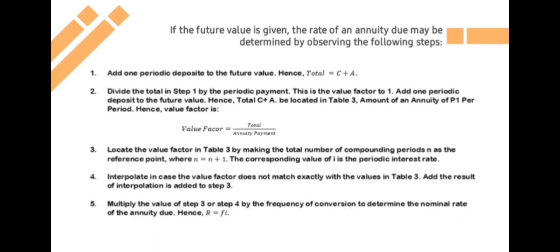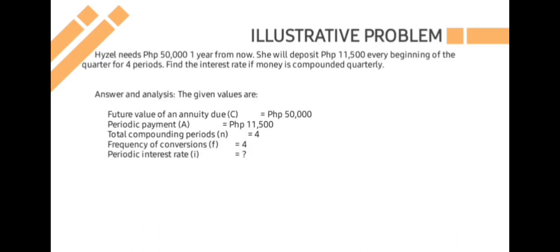So, we have the illustrative example. Hazel needs 50,000 in 1 year from now. She will deposit the 11,500 pesos every beginning of the quarter for 4 periods. Find the interest rate if money is compounded quarterly. So, given ang mga values, 50,000, future value of an annuity due is 50,000. The periodic payment is 11,500. The total compounding periods is 4. Then the frequency of conversion is 4. Then hahanapin natin yung periodic interest rate. So, ano nga ba yung periodic interest rate na kailangan ni Hazel para makakuha niya yung 50,000 in 1 year?